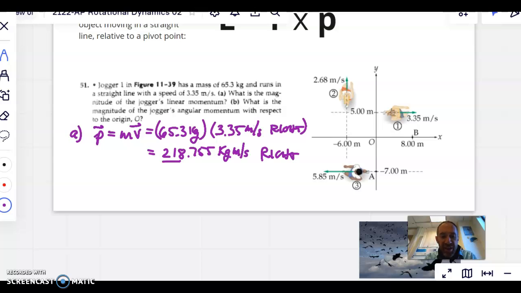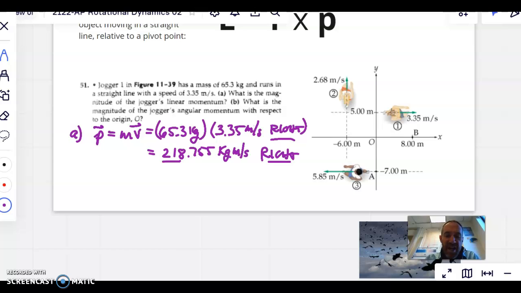Okay, you can see what I've done here. I took the momentum as the mass times the velocity. So I took the two given numbers, the mass and the velocity. Careful, velocity is a vector, so you want to have the direction on there too. And I'm going to get the linear momentum, 3 significant figures on that, and the direction that was on the velocity is the direction that's on the momentum.